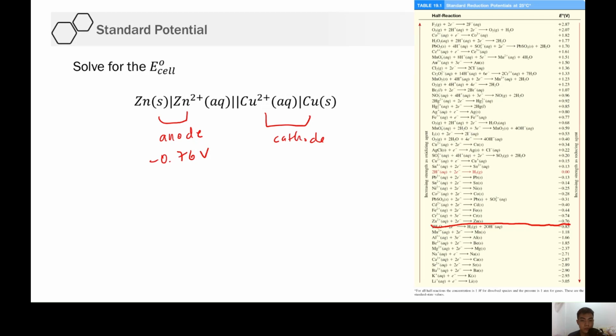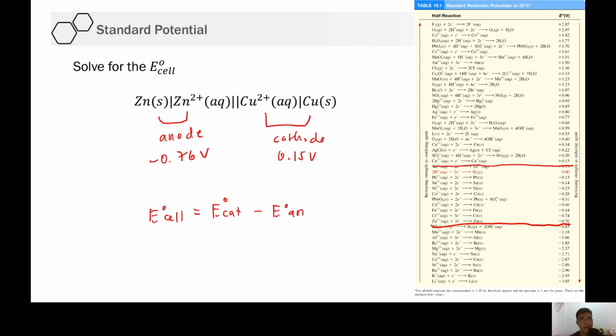And then for the copper 2 plus copper, again look at the potential table to find its potential. Apparently this is 0.15 volts, and then solving for E cell is very easy. Once you have the potential of the anode and the cathode, all you have to do is subtract them. The formula that we will be using is E naught cathode minus E naught anode.